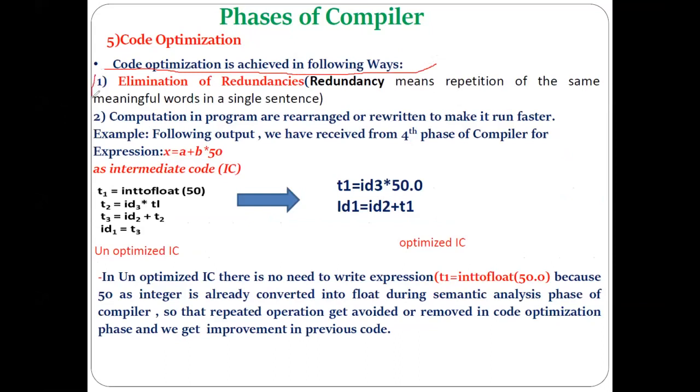We are going to see the techniques of code optimization also. Here I have mentioned that code optimization is achieved in the following ways. How code optimization can be achieved and what the techniques are, we'll see next. But here just see the different ways of achieving code optimization. One of the important ways is what? Elimination of redundancy, or removing redundancy from your code.